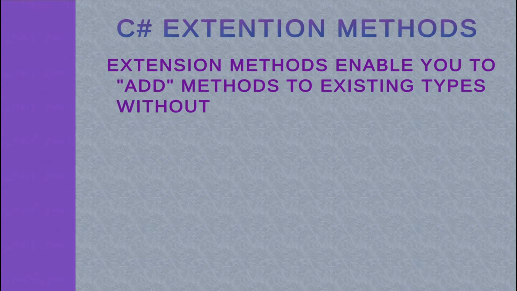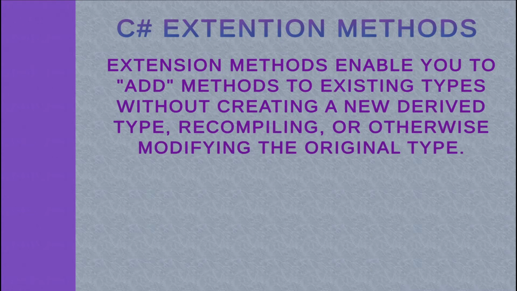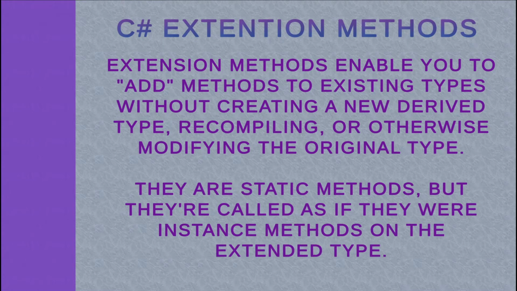Let's first take a closer look at the definition of extension methods. Extension methods enable you to add methods to existing types without creating a new derived type, recompiling, or otherwise modifying the original type. They are static methods, but they are called as if they were instance methods on the extended type. In short, this means once an extension method is created, it can be called just like any other class method without changing the base class.